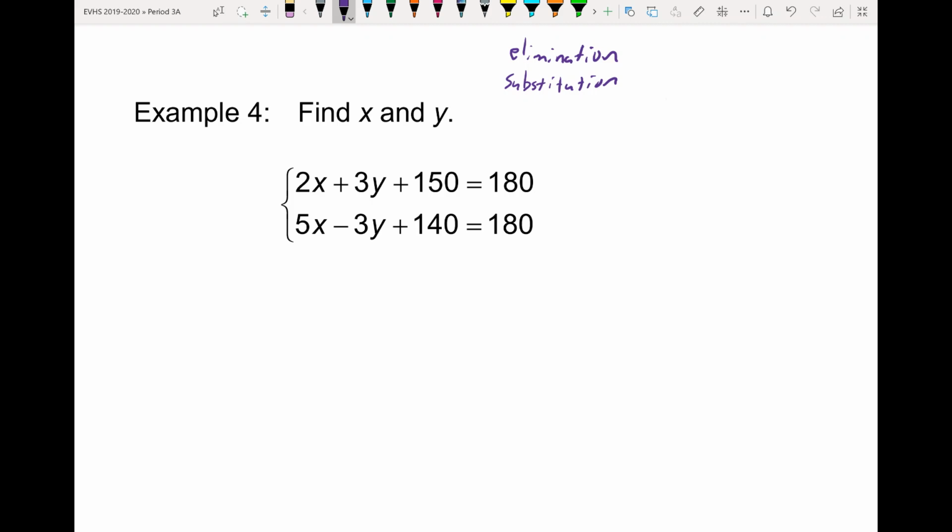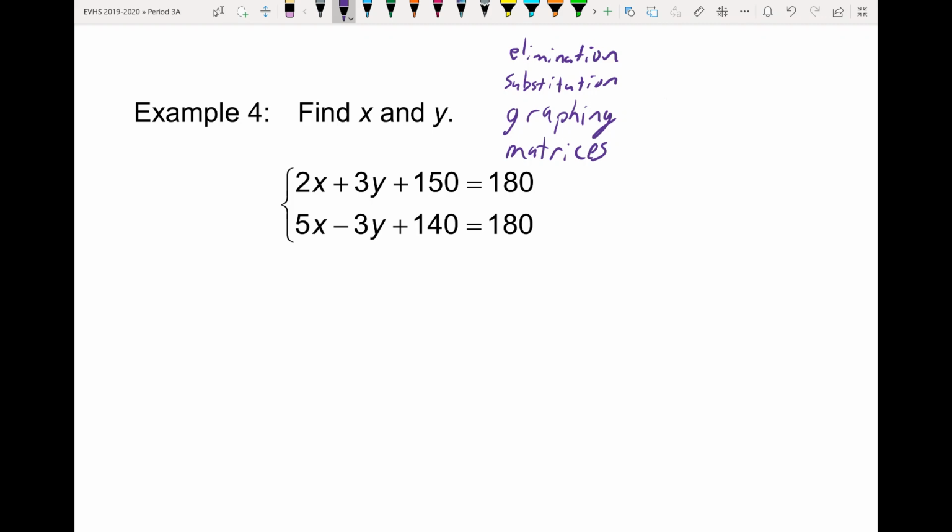Any others? All right, I'll give it to you. Graphing. And the other one was matrices. Yeah, that one's kind of, not as many teachers are teaching it lately.